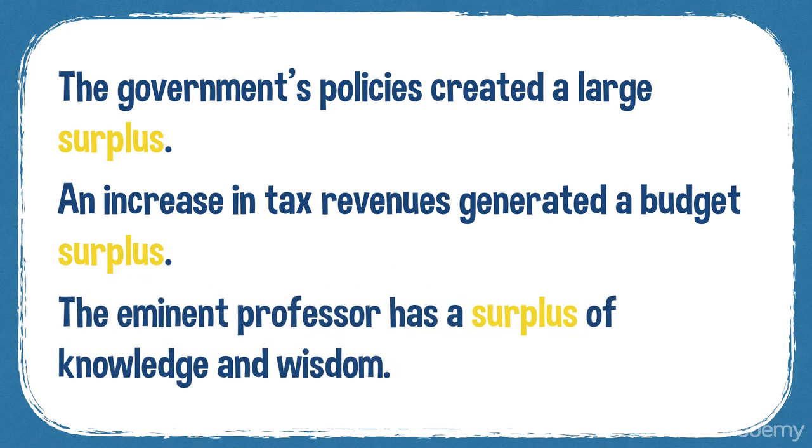Now, the last sentence here shows that the word surplus can mean more than just money. So the eminent professor has a surplus of knowledge and wisdom. He's got more knowledge and more wisdom than he can use. He's very clever. It's a good thing. So he's very wise, very knowledgeable.